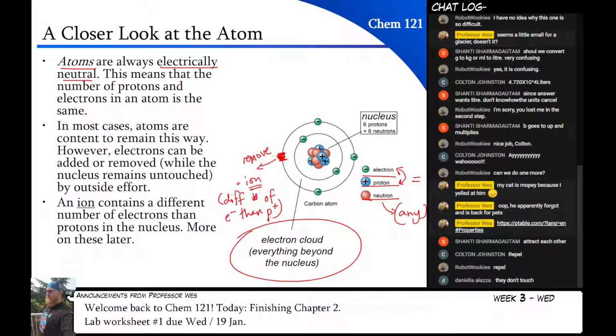Now, if I remove electrons, this does affect the charge. For instance, if I have 6 positives and 6 negatives, they would cancel each other out and I'd have no charge. But if I were to remove an electron, I would have a leftover positive charge that is not countered by electrons. And this has consequences that we'll talk about later. We'll talk about ions more in a little bit.